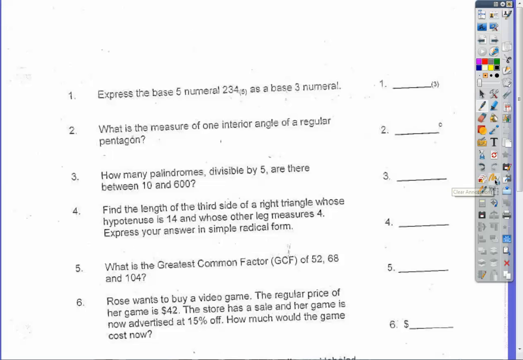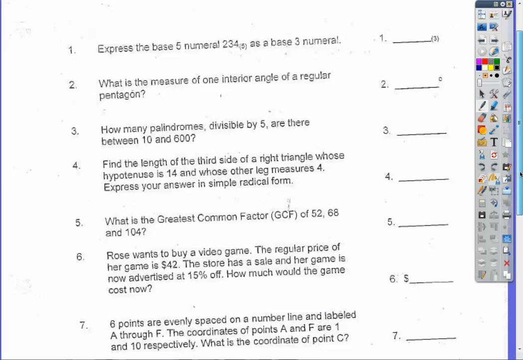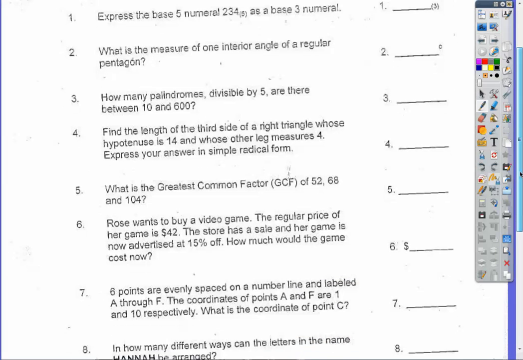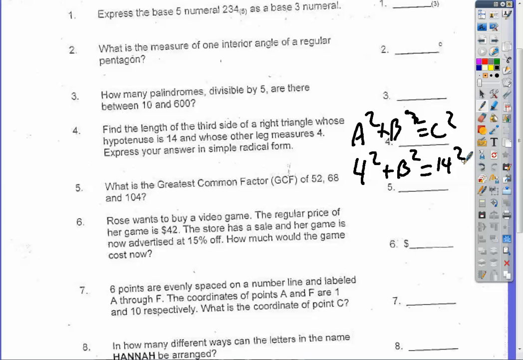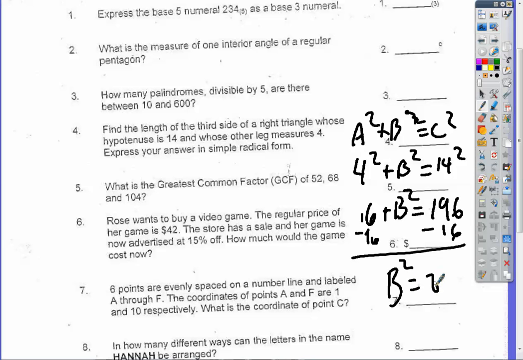So number 4, find the length of the third side of a right triangle whose hypotenuse is 14 and whose other leg measures 4, in simplest radical form. So we know a squared plus b squared equals c squared. So we have 4 squared plus b squared is equal to 14 squared. So we have 16 plus b squared is equal to 14 squared. Well, 14 times 14 is 196. So minus 16, you get b squared is equal to 180.